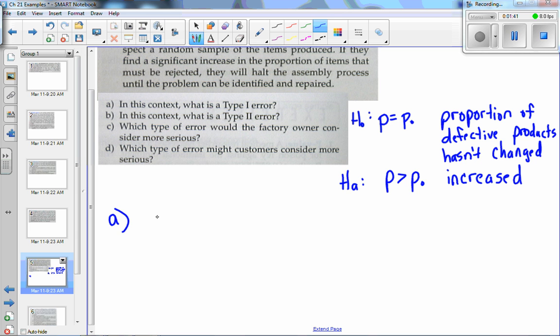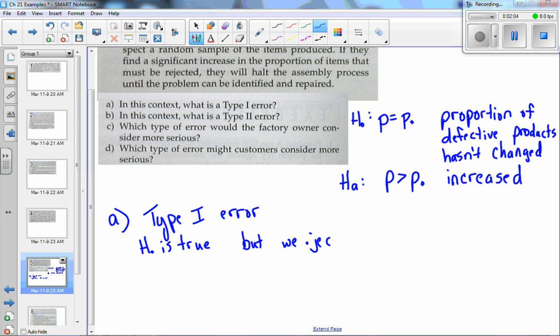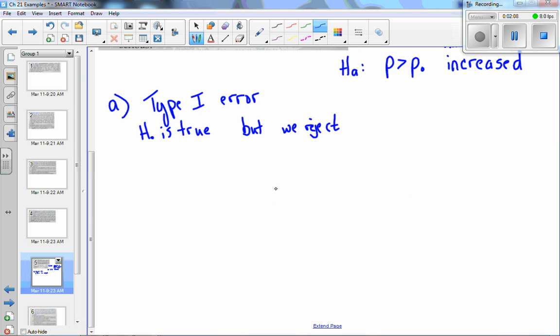So a type 1 error, remember what that means. H naught is true, but we reject. All right, now that obviously is no context.